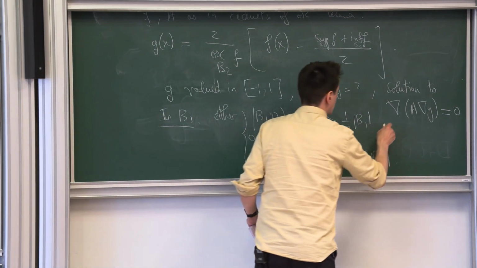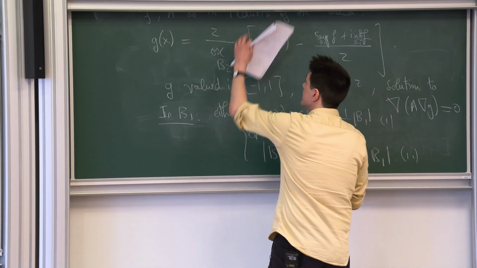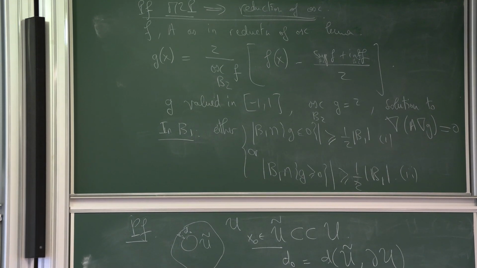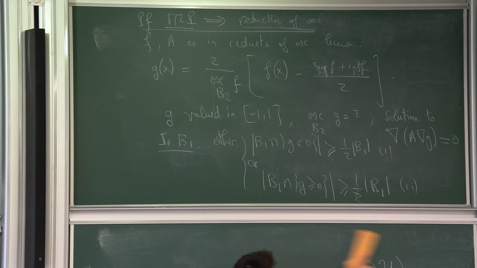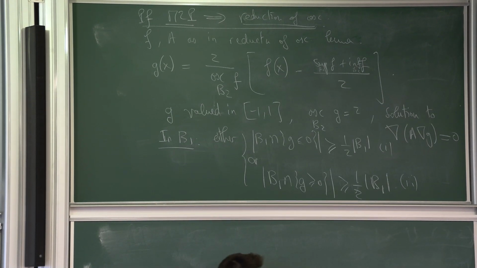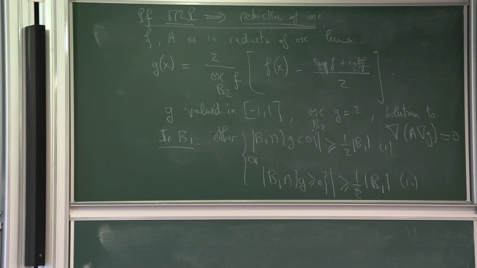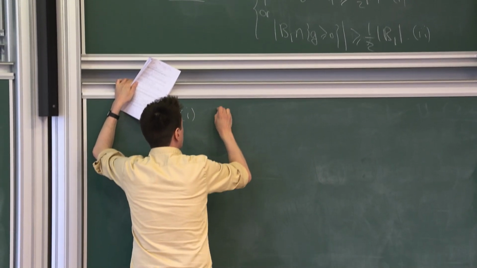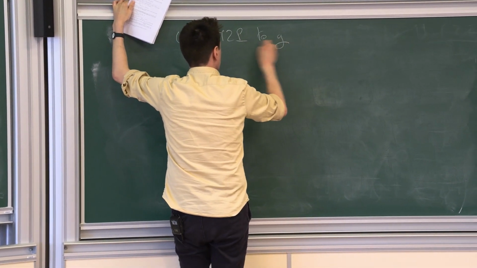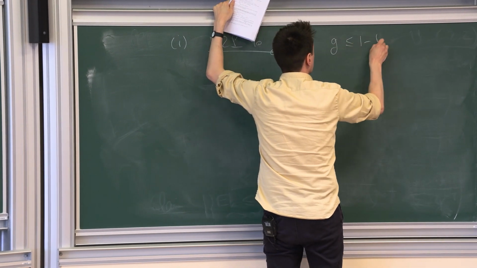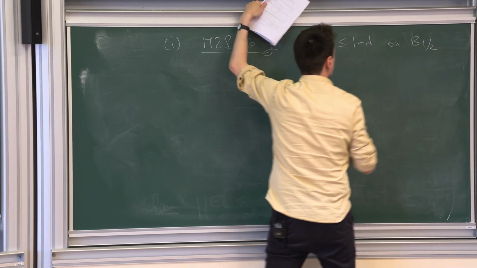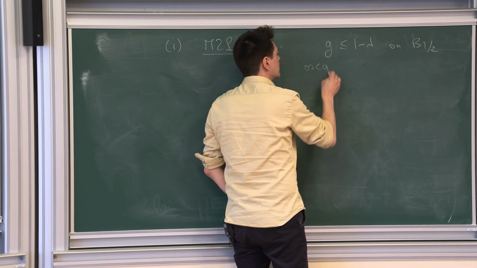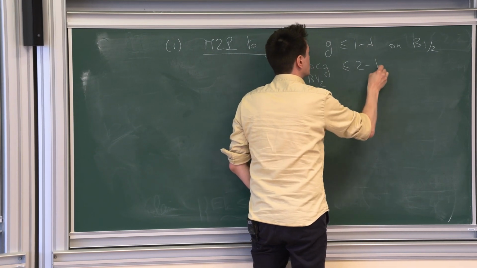Let's call that case I, and let's call that case 2I. In the first case, you apply the measure to pointwise estimate to G, and you deduce that G is less than 1 minus lambda on B1 half. And therefore, because G was greater than minus 1, the oscillation of G on the ball B1 half is less than 2 minus lambda.